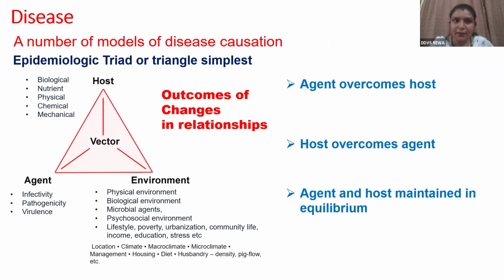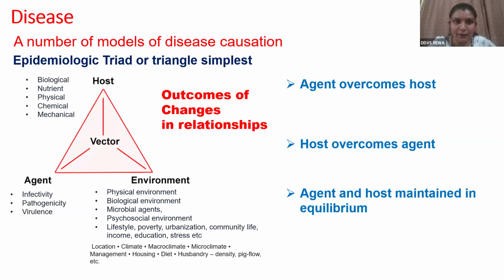So first of all, disease. We know that diseases may be non-infectious and infectious. And for the causation of disease, a number of theories have been given. Out of them, one of the simplest and most popular is the epidemiological triad, or we can say triangle. This theory states that for the occurrence of any disease, there is a role of host, agent, and environment. Their presence and their interaction is very important. Without their interaction, the disease cannot occur in a population or in an individual.